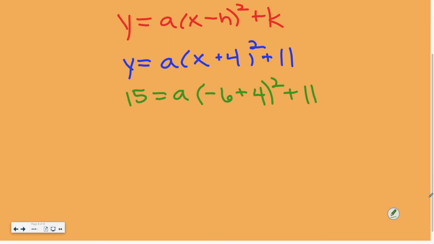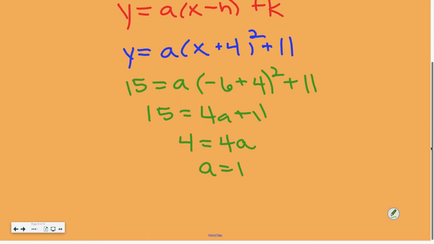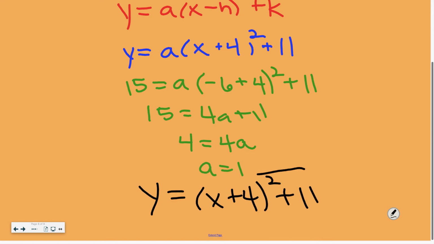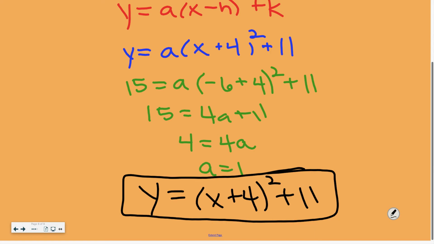What are you getting? 1? Are we getting 1? Yeah. Negative 6 plus 4, the quantity squared, would give us negative 2 squared, which is 4. When we subtract 11 over, we get 4, so a is 1. Okay, that's kind of boring, right? A is 1. Not a very exciting quadratic equation, but since a is 1, we can say with confidence we have y equals 1 times x plus 4, the quantity squared, plus 11. Like that.